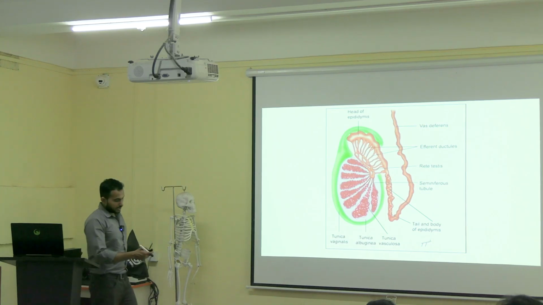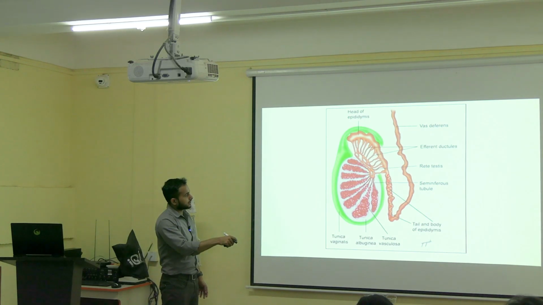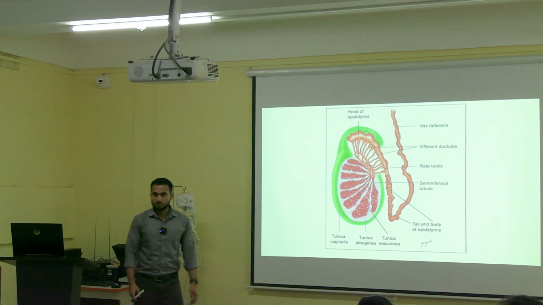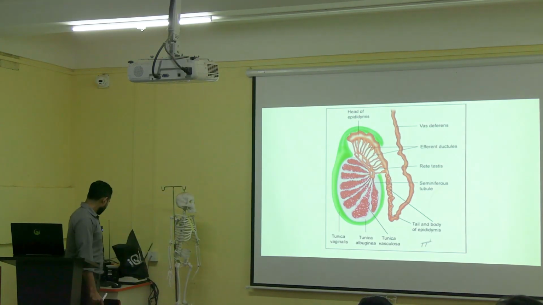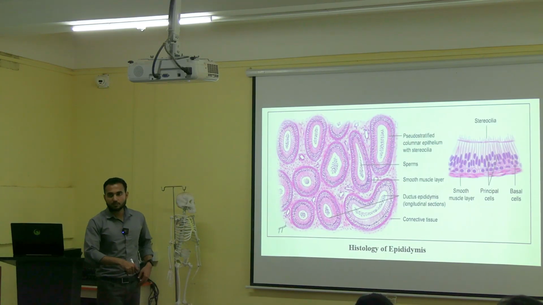Now here you can see the epididymis. So see, this is the epididymis. This is the head of the epididymis. Okay, these are the efferent ductules. Okay, then here you can see the body and the tail of the epididymis. And after that, from here the vas deferens starts. Now this is the schematic diagram of the epididymis. Now here what you can see.